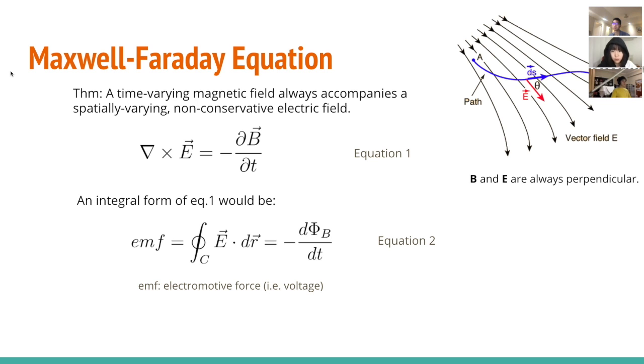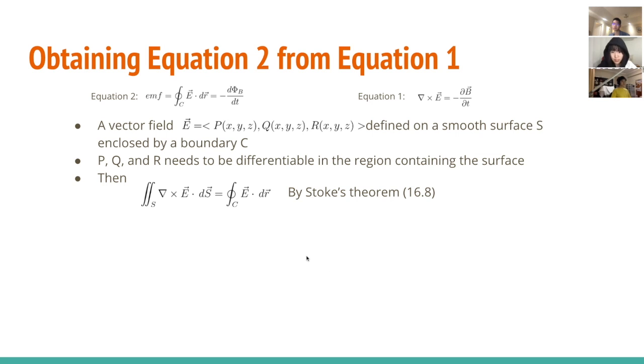So we're going to use a tool called Stokes' theorem, which is not required in class, but it is actually in the textbook. Stokes' theorem requires a few conditions. The first one is that a vector field, E, which is the electric field, is defined on a smooth surface S enclosed by boundary C. And the second requirement is that P, Q, and R need to be differentiable in a region containing the surface. So actually, Stokes' theorem gave us this formula.